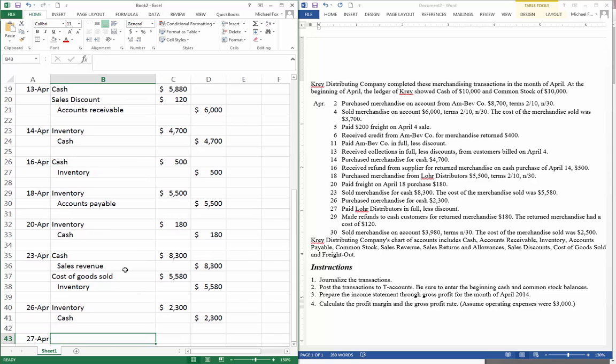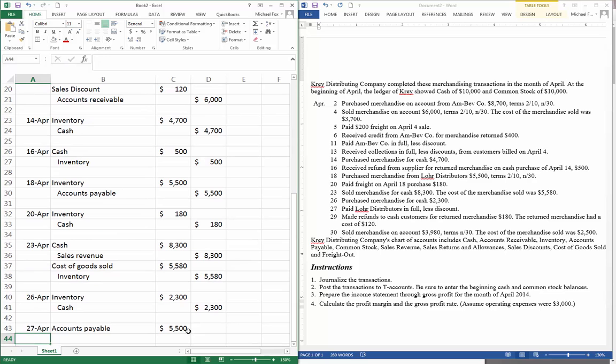27th, paid Lure distributors in full less the discount. So let's figure out back to where we purchased from Lure. 5,500, 2/10 net 30. If we paid them on the 27th, we got it within the 10 days, so we get the 2% discount. So it'll be our accounts receivable, I'm sorry, our accounts payable. We'll go down by the whole amount that we owe them, so that we don't owe them any more. The amount of cash we have to pay is 98% of that.